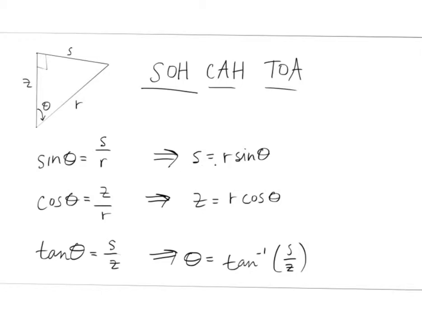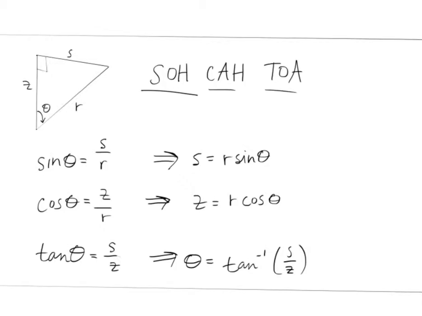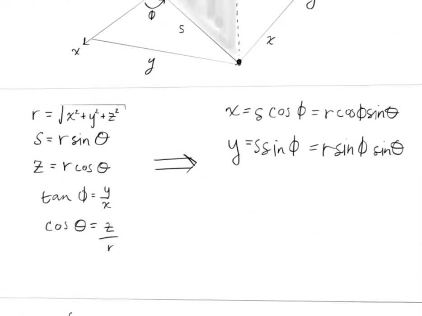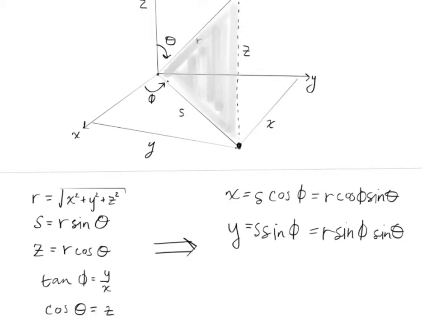And from these relationships we can solve for s, which is a polar coordinate, in terms of spherical coordinates. So s is equivalent to r sine theta, z is r cosine theta, and theta is equal to inverse tangent of s over z. So now that we've formed those relationships, we can come here and we see that r, in terms of Cartesian coordinates, is just the distance. So we get r is equal to the square root of x squared plus y squared plus z squared.